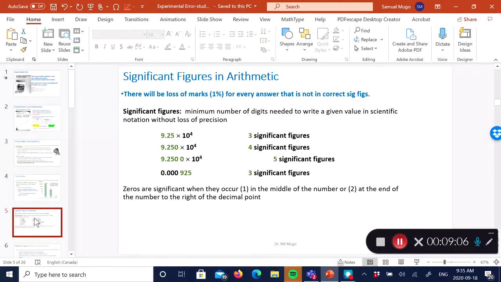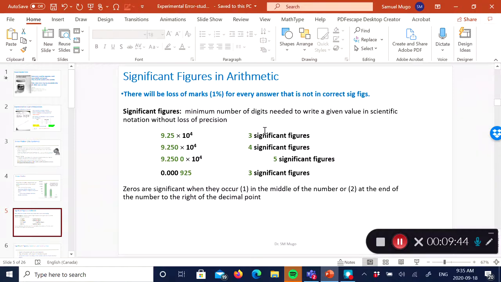So again, I emphasize the significant figures. Anytime you report numbers, take note of the significant figures. I think all of us know the definition of a significant figure: the minimum number of digits that are needed to write a given value in scientific notation, and take note of this, without losing precision. Remember, zeros before a number are generally not significant. But any zero after any other number is actually significant, so take note of that. Although I expect you guys know this.